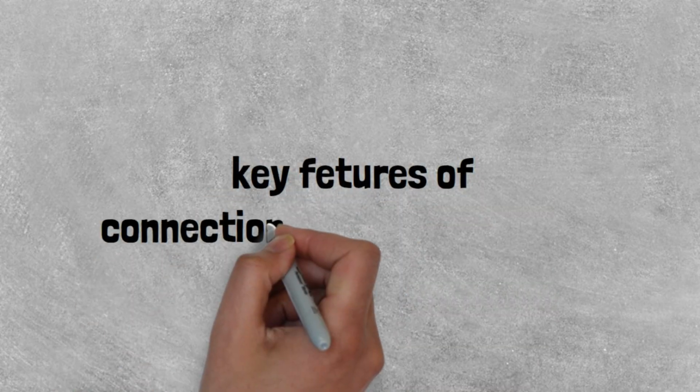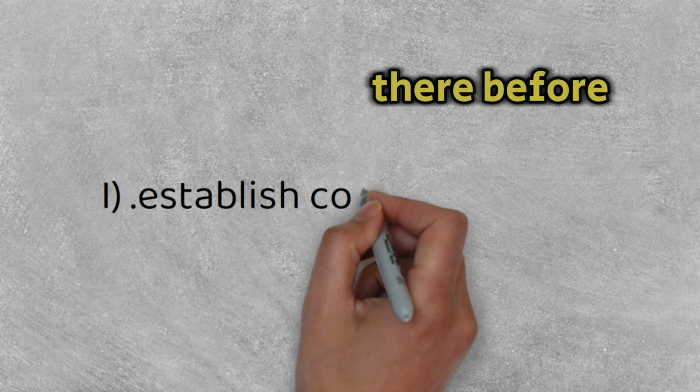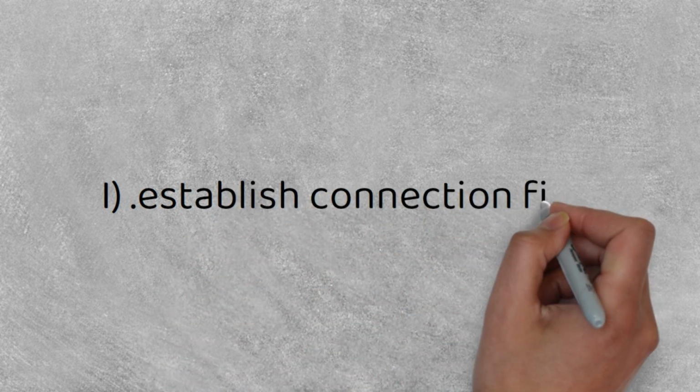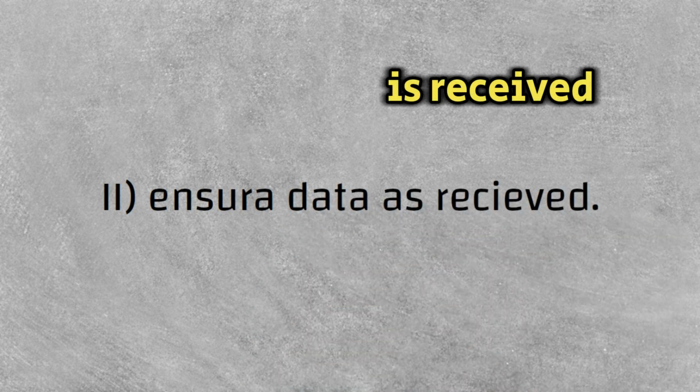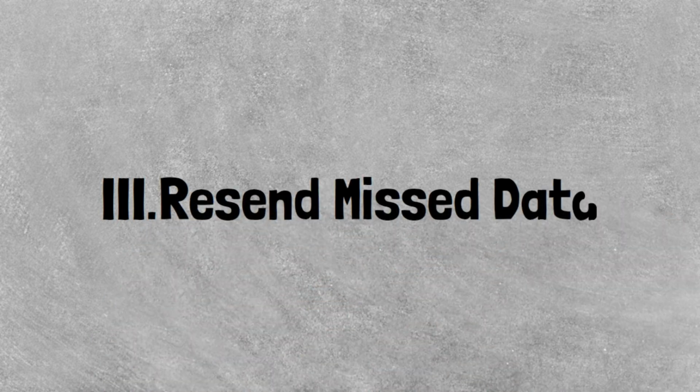Key features: establishes a connection first, like saying, "Are you there?" before starting to talk. Ensures data is received. It checks to make sure the other computer gets the information. Resends missing data. If something gets lost, it will send it again.